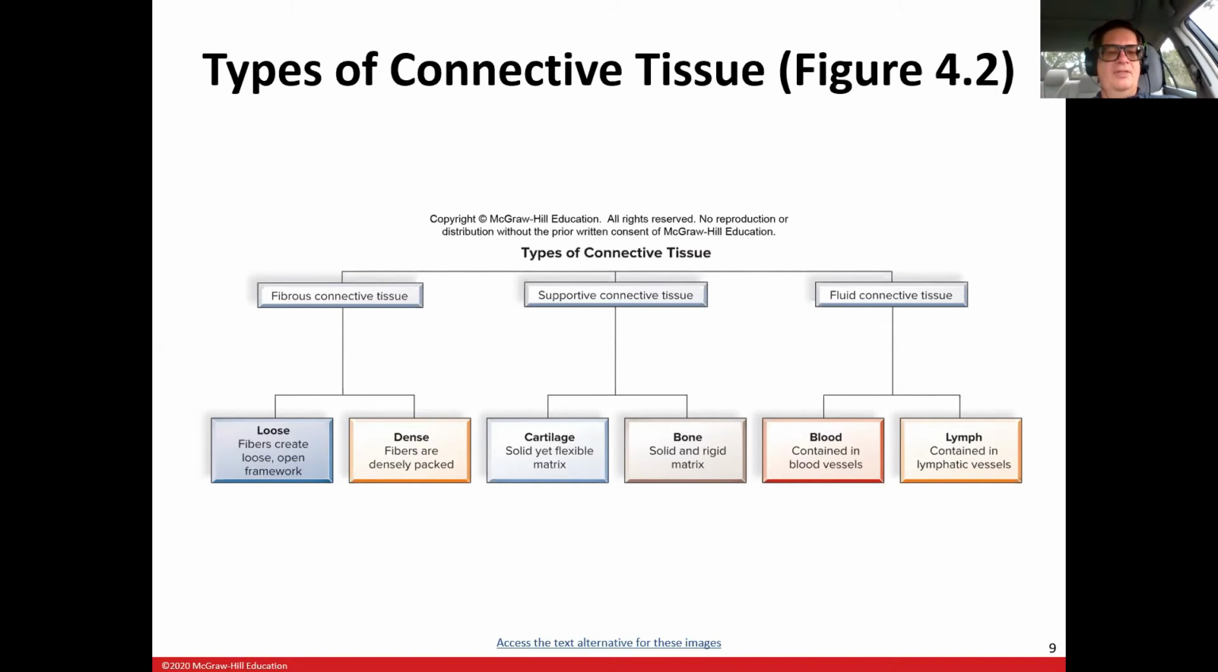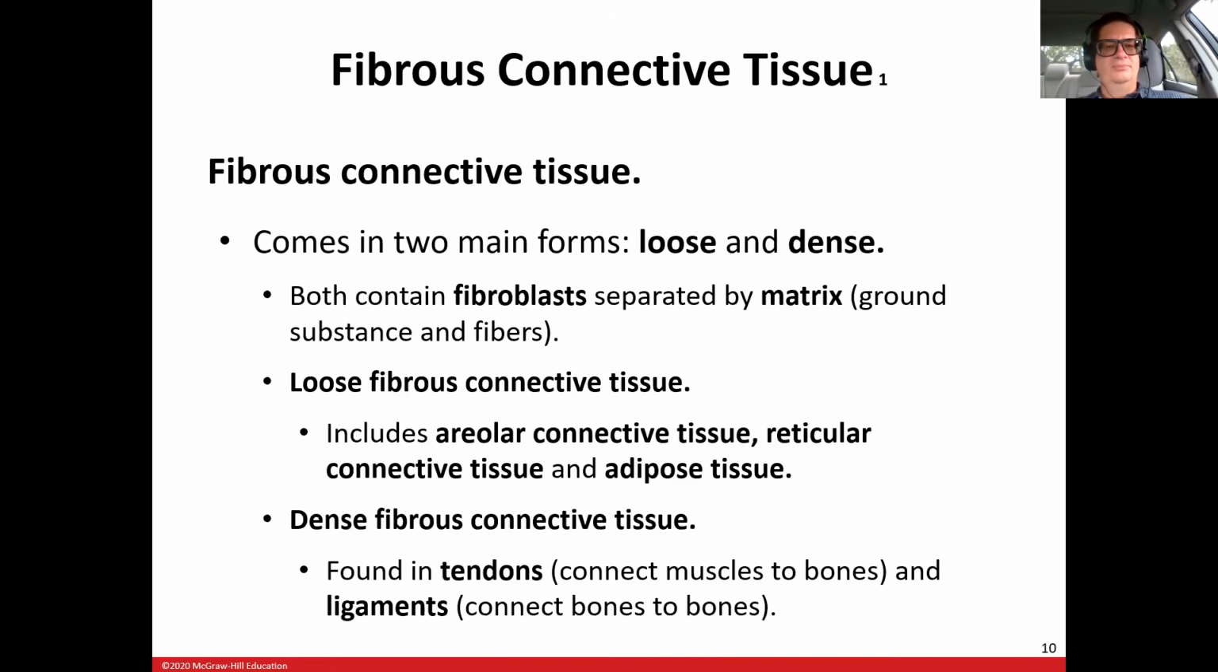Anyway, so that's loose. Dense fibrous connective tissue, that's things like your tendons and your ligaments. Remember, tendons are things that tie muscle to bone. The T in tendon reminds you it ties muscle to bone. Ligaments, the L should remind you they link things together. All right, let's move on. So fibrous connective tissue, there's loose, there's dense. They've got the fibroblasts.